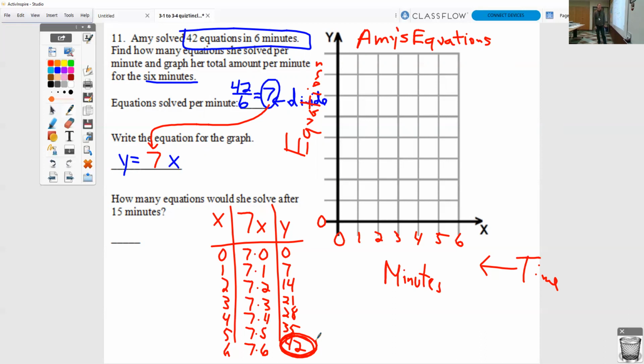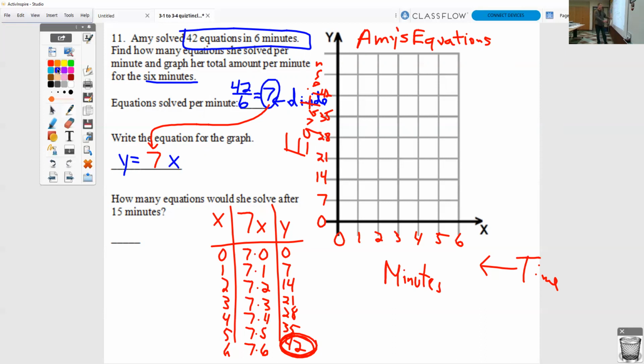If you want to make your life easy, though, count by the rates going up along the side. It's going to make it a lot easier to graph. So I'm going to count by 7s because that's my rate. 7, 14, 21, 28, 35, 42. So now I'm ready to graph.